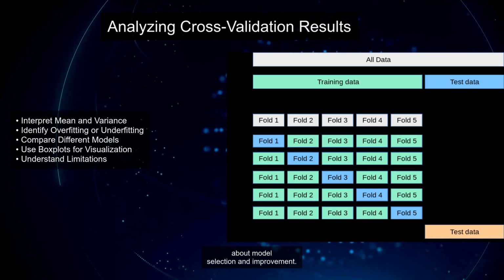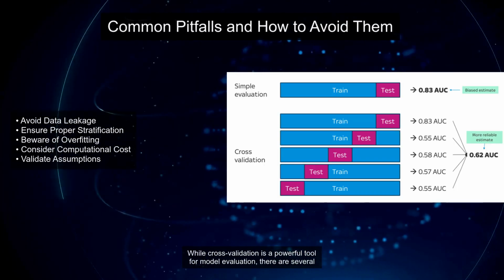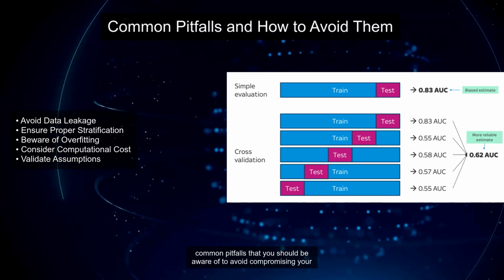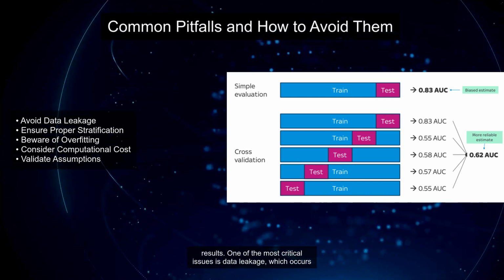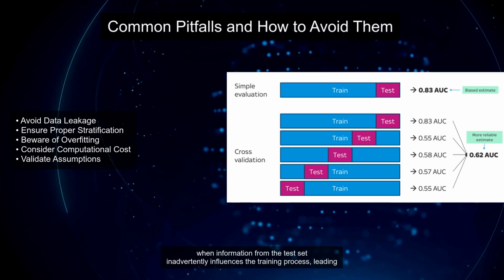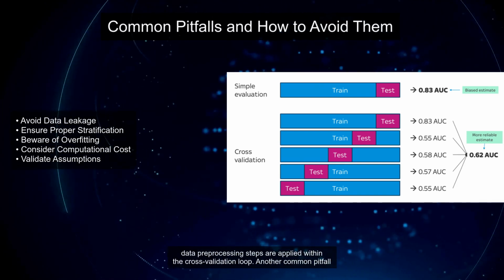While cross-validation is a powerful tool for model evaluation, there are several common pitfalls that you should be aware of to avoid compromising your results. One of the most critical issues is data leakage, which occurs when information from the test set inadvertently influences the training process, leading to overly optimistic performance estimates. To prevent data leakage, ensure that all data pre-processing steps are applied within the cross-validation loop.